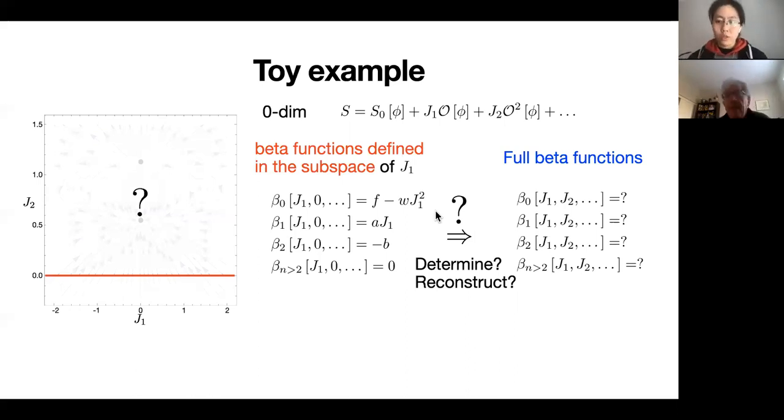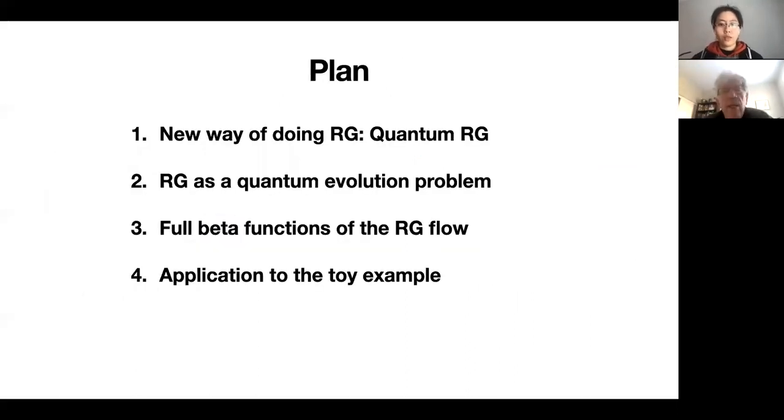So our main result actually answers the following question. If we are given the beta functions on the left-hand side, can we fully reconstruct the beta functions on the right-hand side? Those beta functions are the ones we usually meet in Wilsonian RG calculations. The answer is yes, and here's my plan.